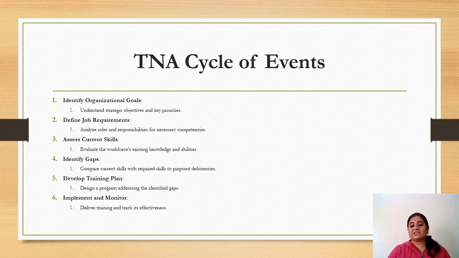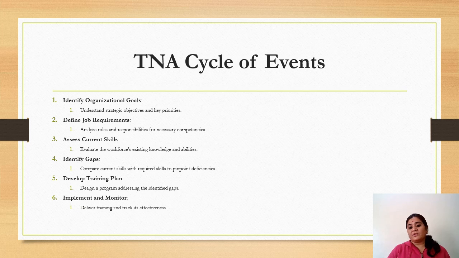There is a TNA cycle of events, TNA, training need assessment. So there are various steps. First, to identify organizational goals, meaning to understand the strategic priorities of the organization to ensure that training efforts align with those objectives. After that, to identify job requirements. In this, we analyze the roles and responsibilities to identify the competencies required for each position. This step helps in determining specific training needs. Then to assess current skills. So in this, employees are evaluated.